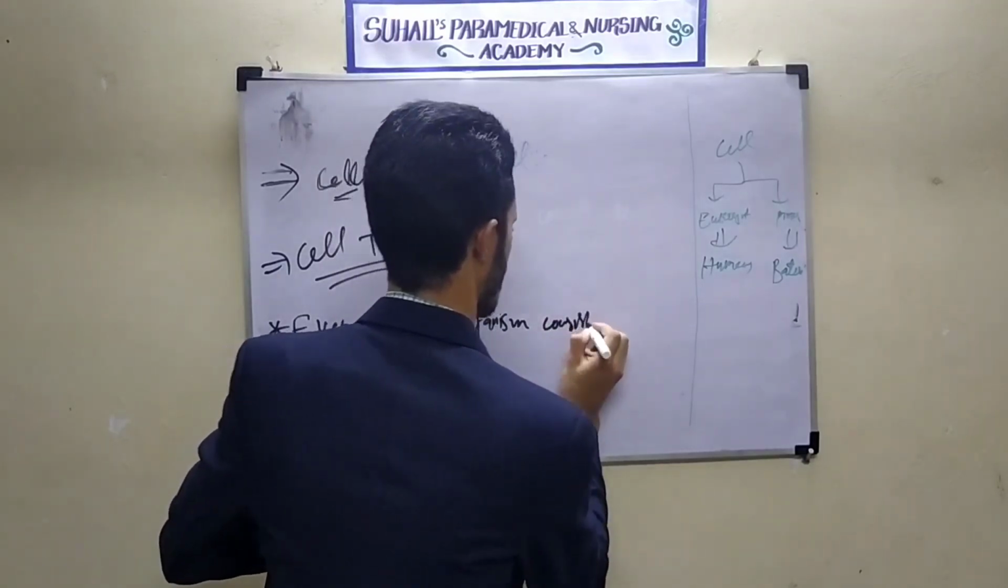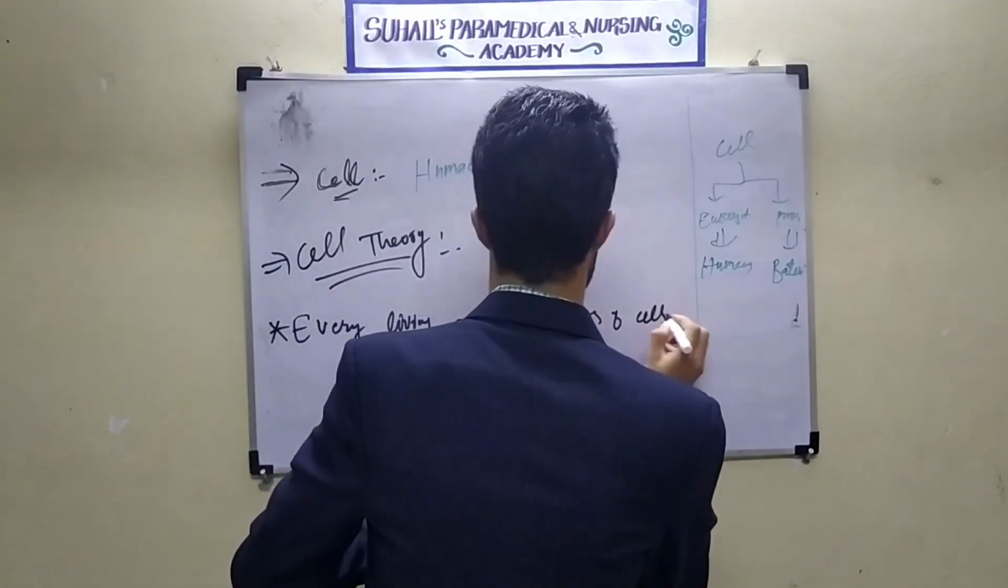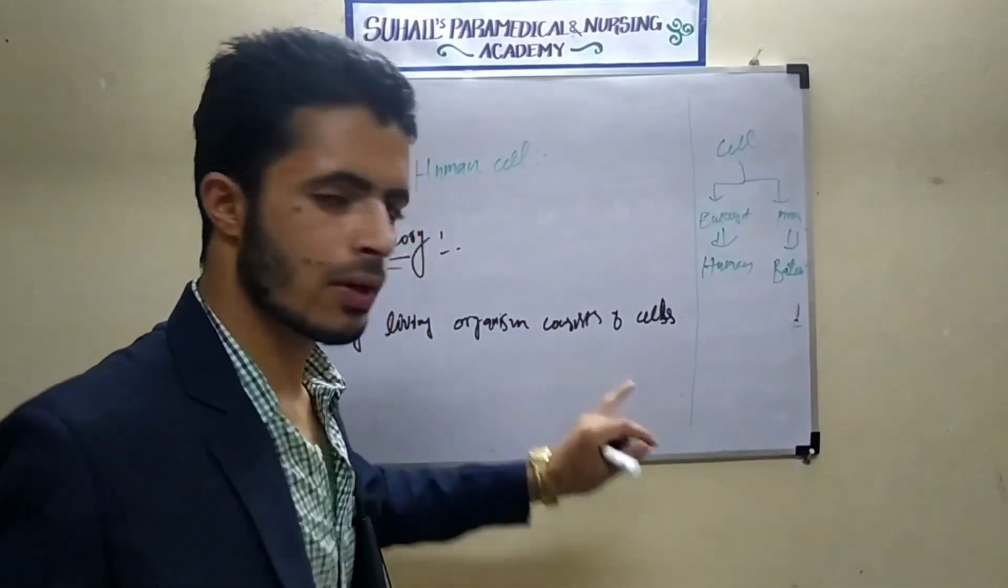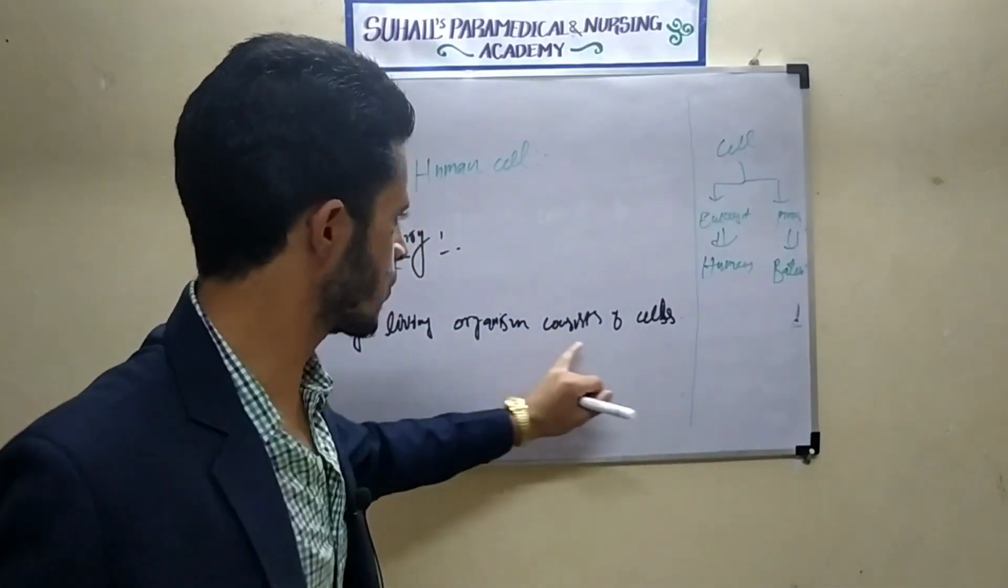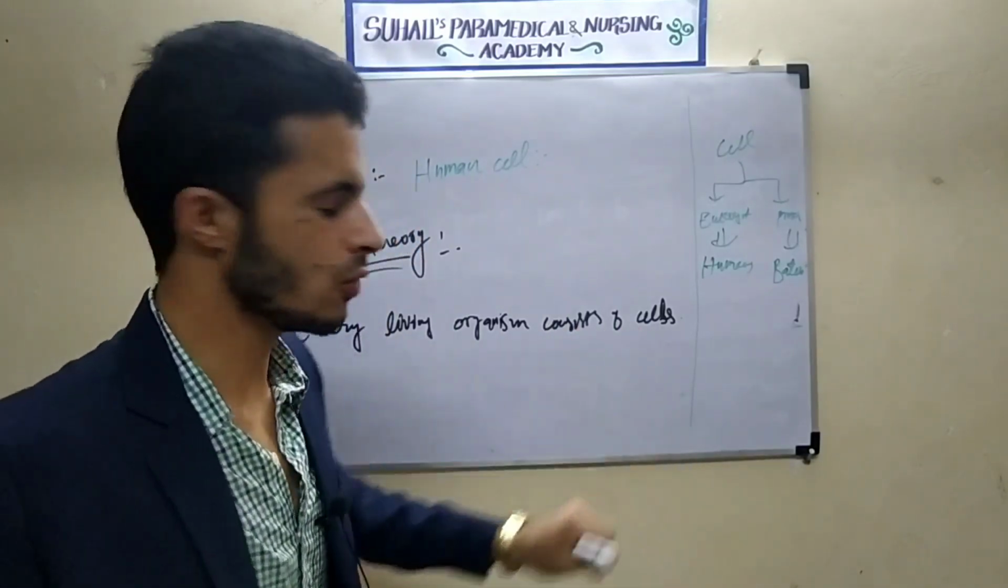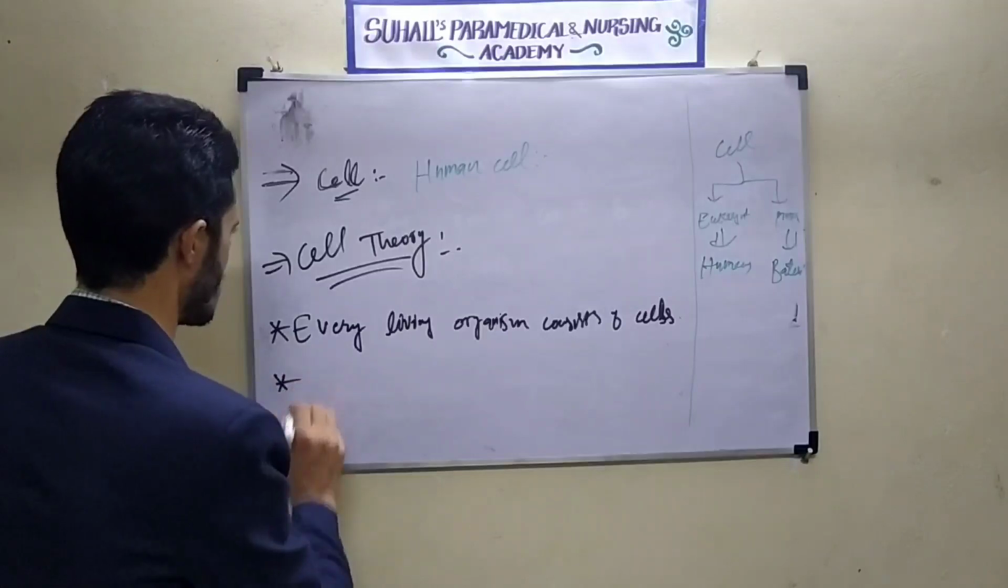consists of cells. Every living organism consists of cells. This was the first point told. Every living organism consists of a basic component, that is the cell. So this was the first point of cell theory.